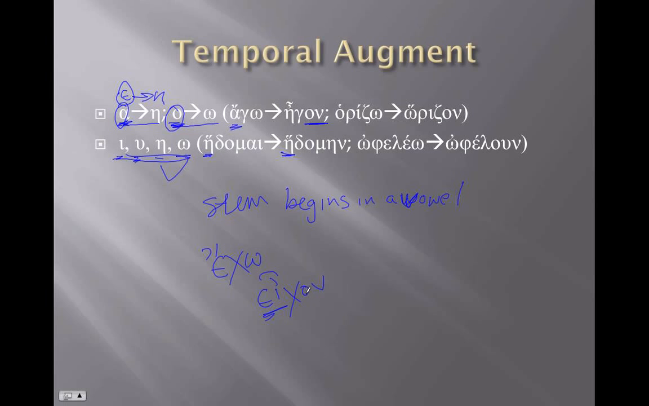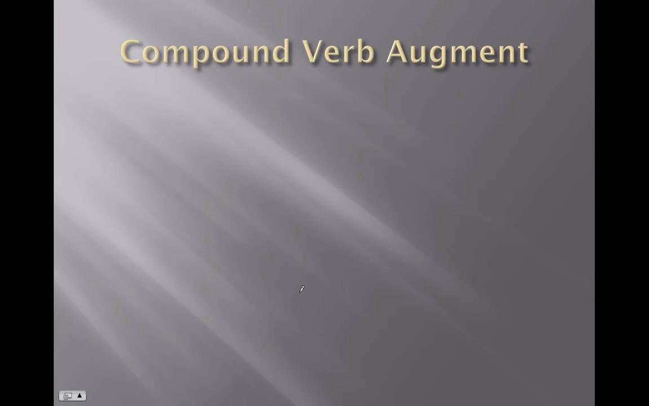Now there's one other situation where things get a little dodgy, and that's if we have a compound verb. So a compound verb like eis ago, where we have a prefix and the verb. How do we augment that? Well, the basic rule is to augment the verb, not the prefix. The prefix stays the same. We're just going to augment ago. So the first simplest example is this eis ago. We augment just the ago, and we get eis agon.